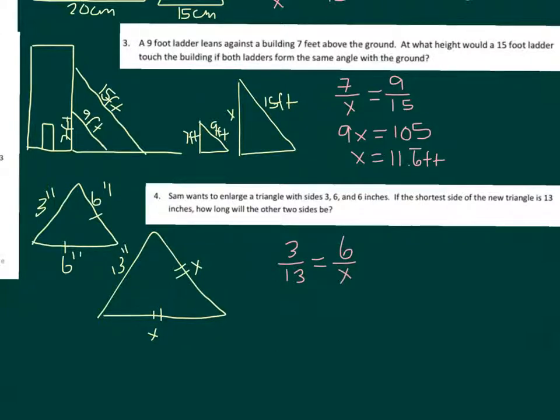When I do my math here, I'll get 3x equals whatever 6 times 13 is. Well, 6 times 13 is 78. And if you divide by 3 on both sides, you'll get that x is 26, or 26 inches in this case.